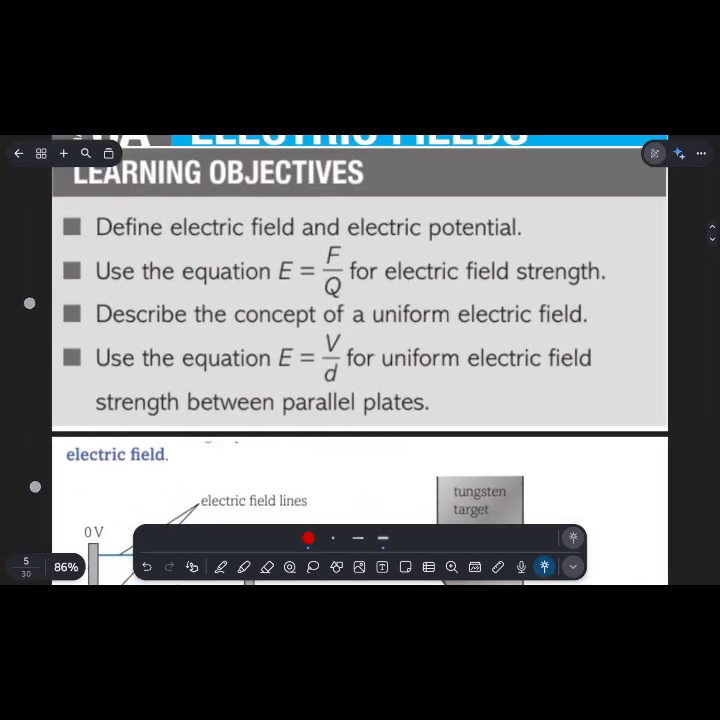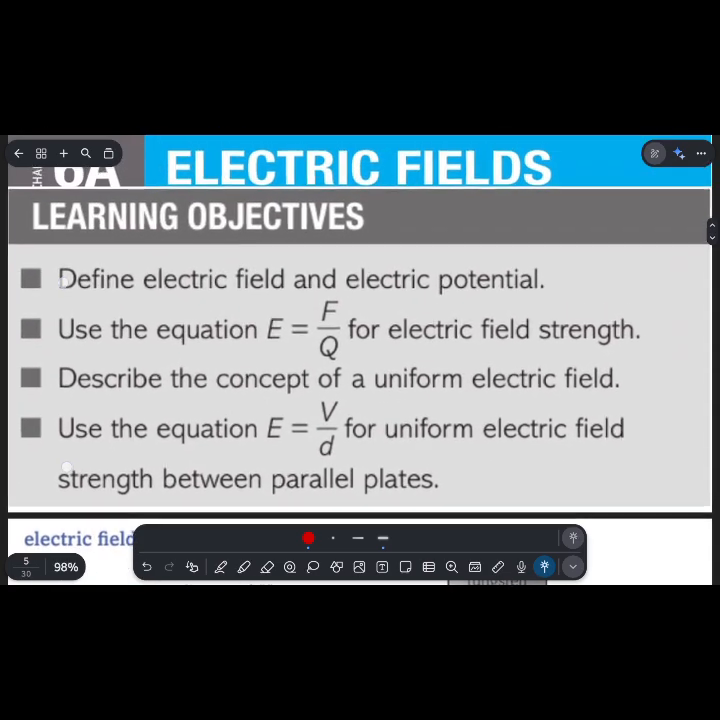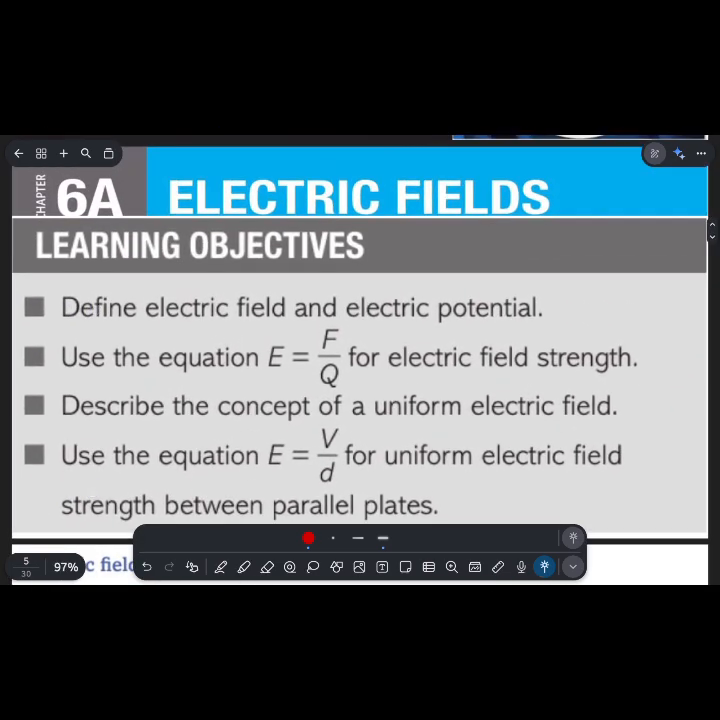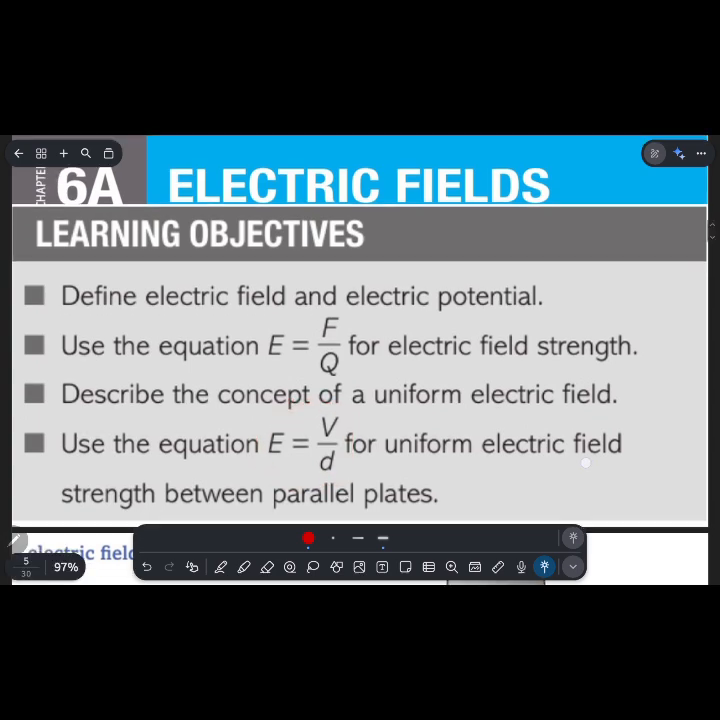What are the main learning objectives in this topic? Here we have two different areas. Define the electric field and electric potential, then use the equation E equals F by Q for electric field strength, and describe the concept of a uniform field and the factors affecting the uniform field strength. E equals V by D is the electric field strength on the parallel plates.